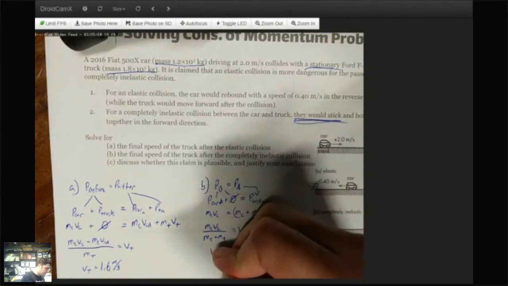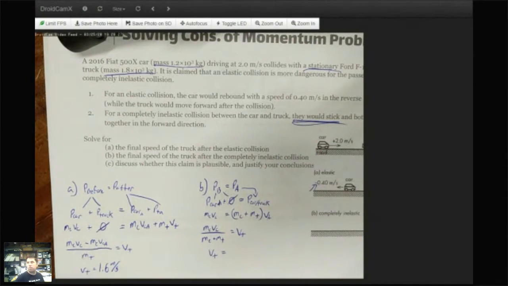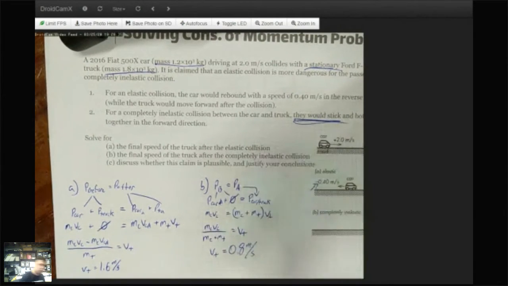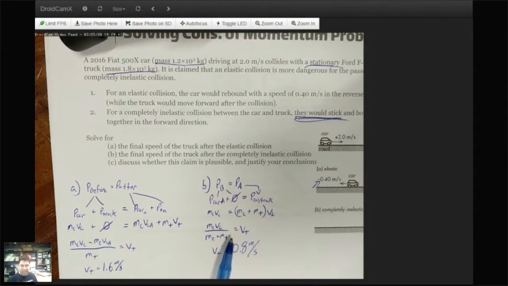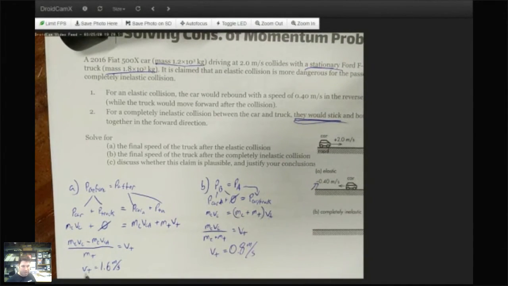And in fact, if you do the math out, we get this to be equal to 0.8 meters per second. So we can argue pretty convincingly, I think, part B's collision, the inelastic collision, is definitely safer for the people in the truck. The truck is going slower in part B than it was in part A.